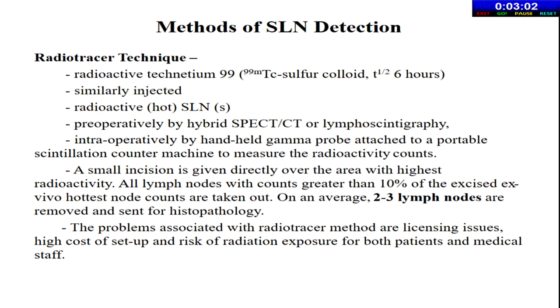I'll show you this. And then once we detect the hot node, we have to give the cut in that particular area. The cut is usually small in size. And we take out the lymph node which has got the highest radioactivity. Then the ex vivo count is checked. And then all the lymph nodes which are more than 10% of that radioactivity, we consider sentinel lymph node and we take them out. On an average, most of the studies will see that 2 to 3 lymph nodes are taken out, so it's not a very invasive procedure as such, but still it has some problems, and especially the high cost, expertise, and radiation exposure.